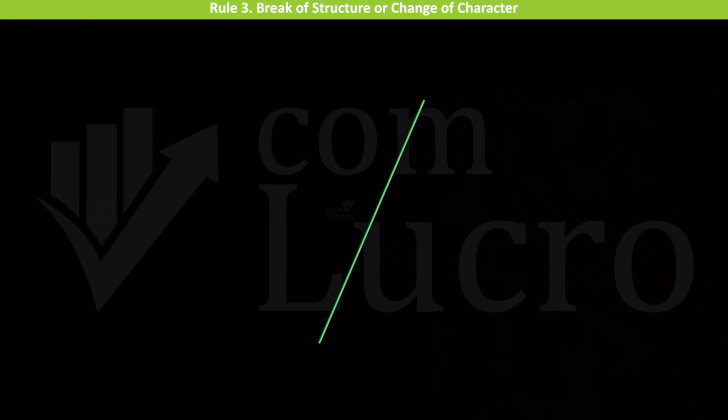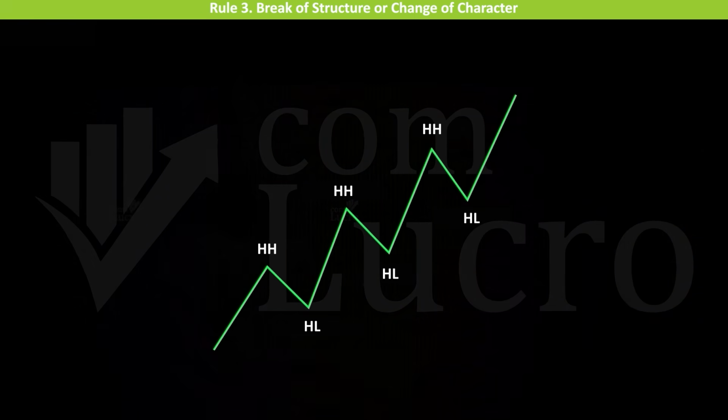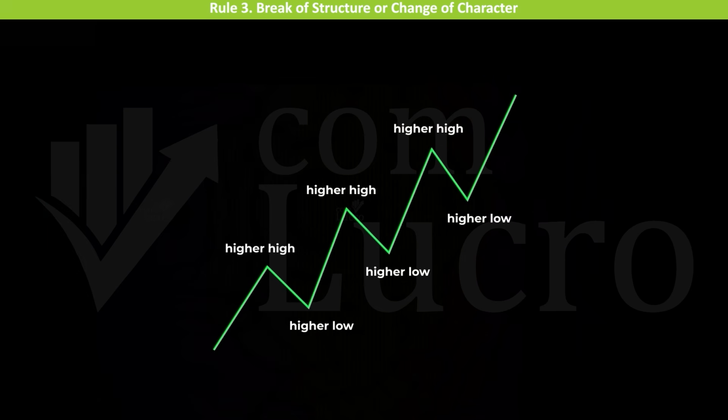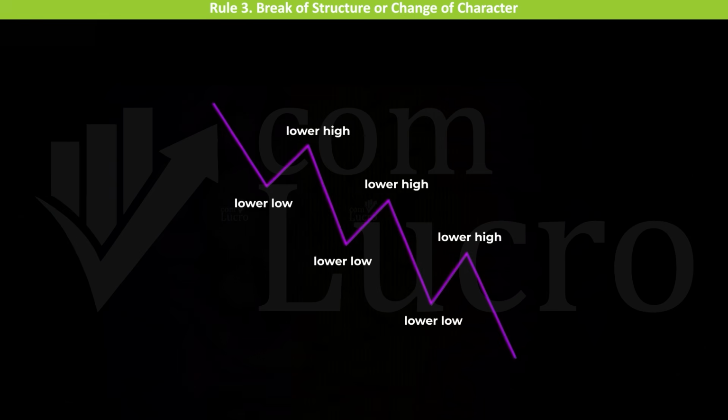During an uptrend, the market does not move straight up. Instead, it moves in a structured way, forming what we call higher highs, usually marked on the chart as HH, and higher lows, usually marked as HL. They are called higher highs because each high is higher than the previous one, and higher lows because each low is also higher than the previous one. In contrast, during a downtrend, price forms lower highs, marked as LH, and lower lows, marked as LL. They are called lower highs because each high is lower than the previous one, and lower lows because each low is also lower than the previous one.